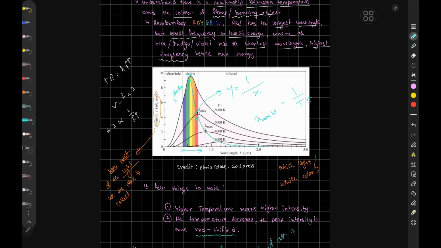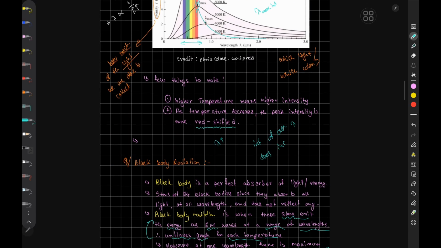Black body radiation basically means that you have a release of energy at every single wavelength. You have a certain intensity of release of energy at every single wavelength. There is no strong dip at any given wavelength. That is because it absorbs and releases energy at every single wavelength, and it is a continuous graph.